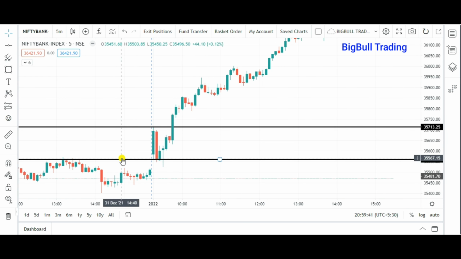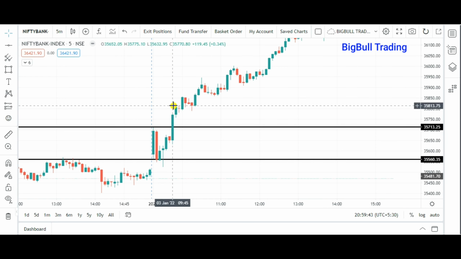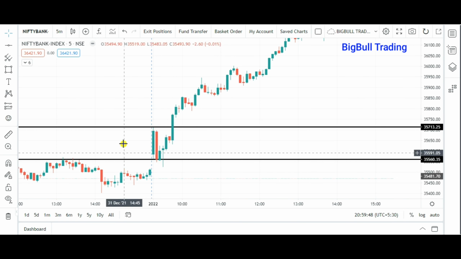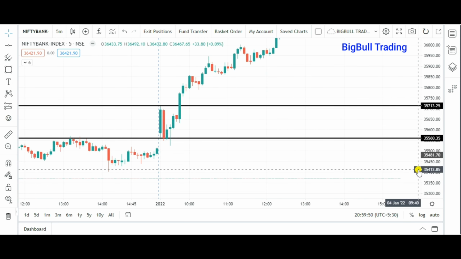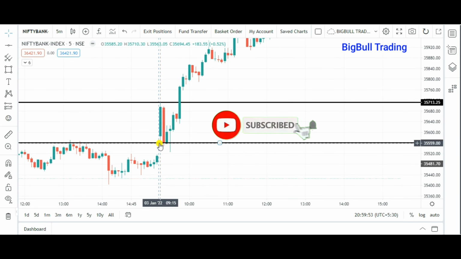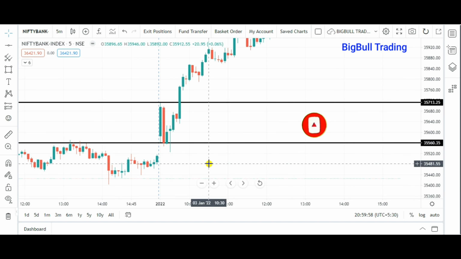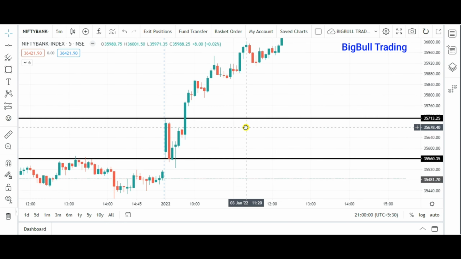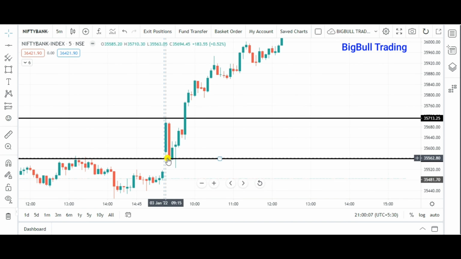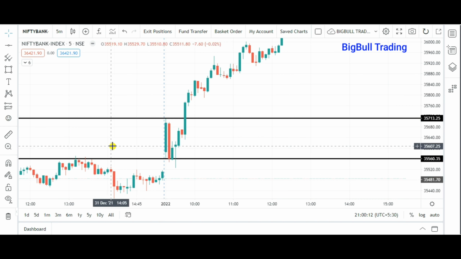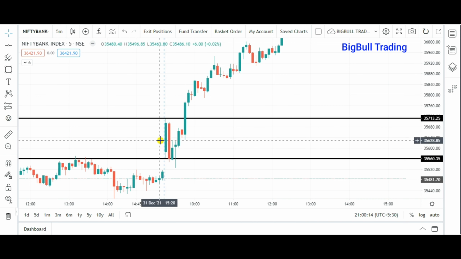Next, once we have done this, we have to take the entry on the breakout of the first 5 minute candle. For example, in this you can see it breaks out, and once it breaks out, you take the entry. But in this strategy we can take a maximum of 2 entries in a day. When you put the entry here, your stop loss will be above the candle, or you can put it at the 50%. It depends upon your risk capacity.